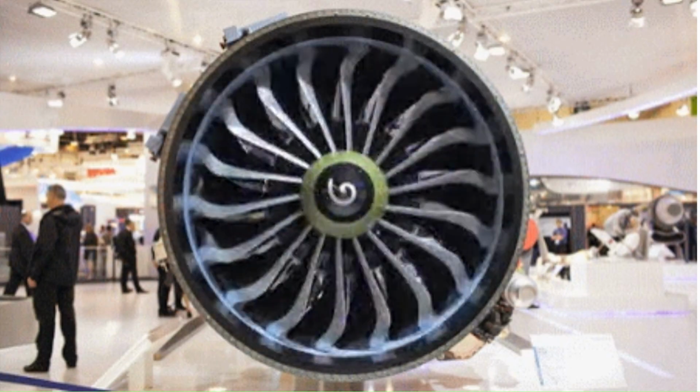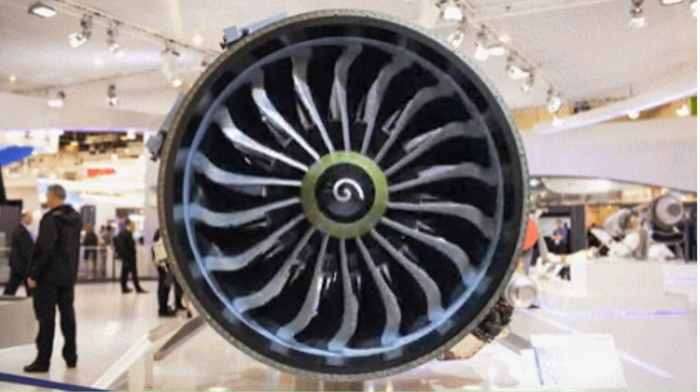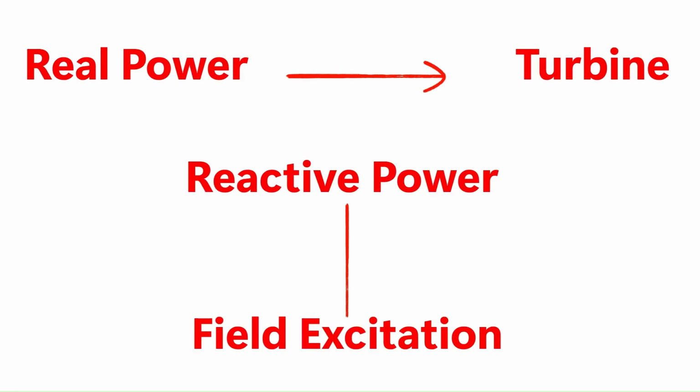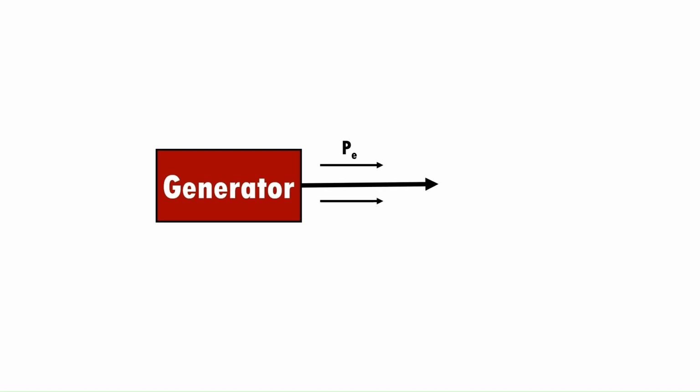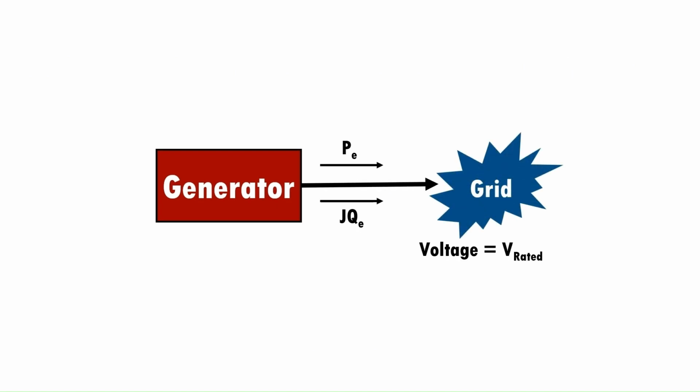The generator delivers both real as well as reactive power to the grid. The real power comes from the turbine while reactive power is due to the field excitation. Consider a generator delivering complex power to the grid. Corresponding to real power PE, there is a shaft mechanical power input PM, and corresponding to reactive power QE, there is a field current IF.